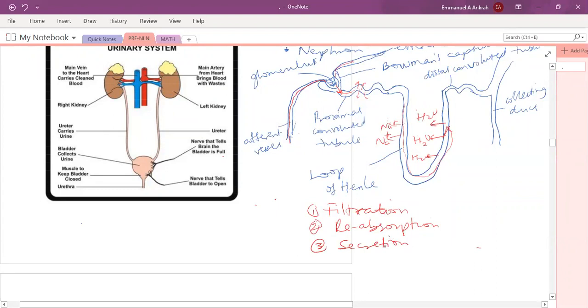Three steps. Okay. So first you filter, the blood is filtered. Second, there's reabsorption of good substances back into the system in the proximal convoluted tubule, and the third part is secretion. So these are the three steps for urine production.